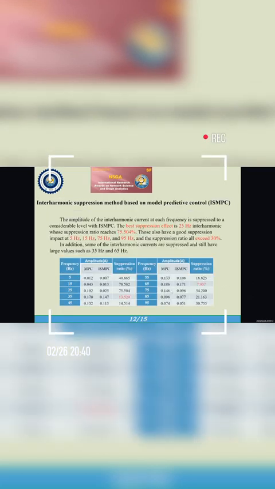When the default parameters are used, the proposed control result is shown in the figure on the right. It can be seen that the amplitude of interharmonic current at each frequency is suppressed to a considerable level with the proposed control strategy.